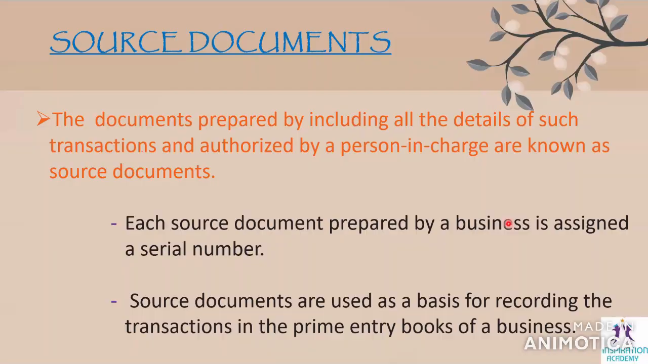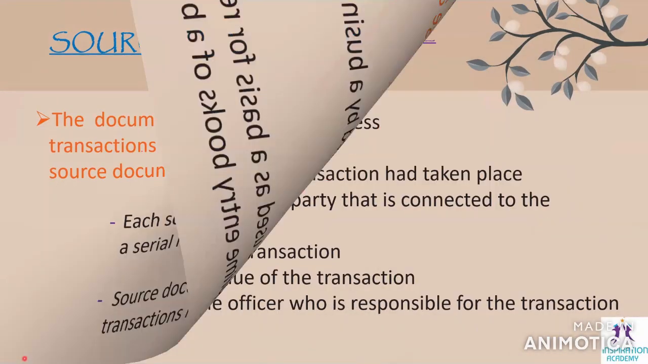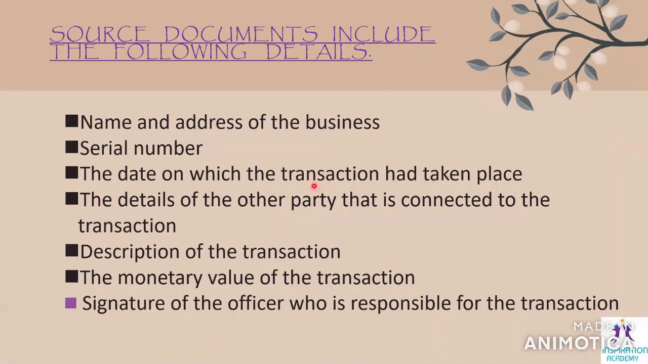Yeah, we were here, right? Then here, source documents include the following details. These are the details that a normal source document has. This can vary from document to document depending on what the source document is and which type it is. Okay. Name and address of the business. Then the serial number and date on which the transaction took place. Then the details of the other party, that means the debtor or the creditor, or the buyer or the supplier, right?